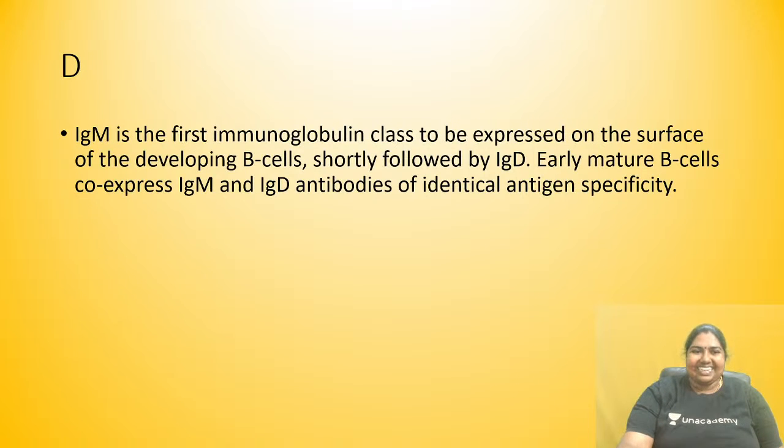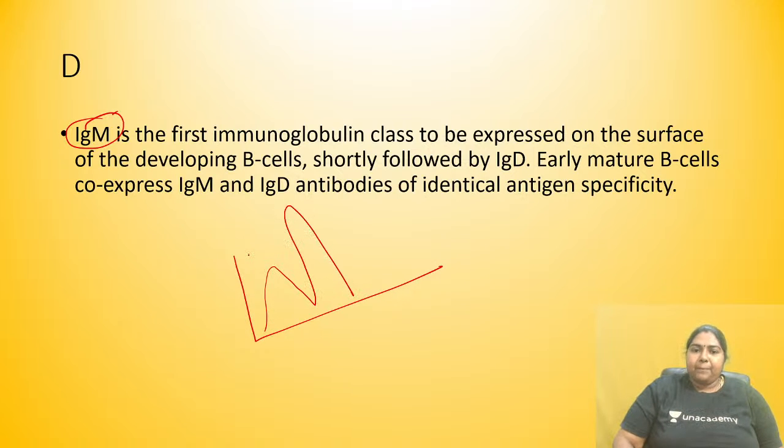No doubt, obviously it is IgM. Yesterday we also saw that, even with COVID detection, IgM will be produced first. So that is the first one that is produced. Later it is going to be IgG, the second level. So this IgM is the first class that will be expressed, followed by IgG.